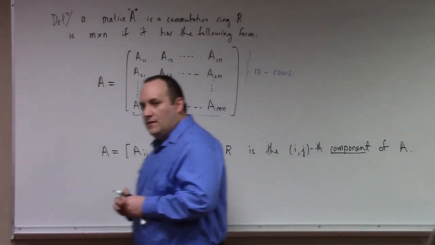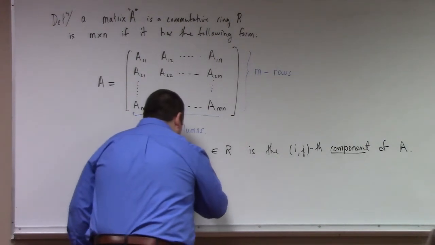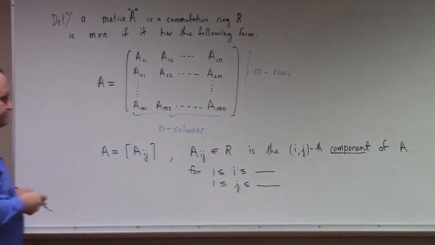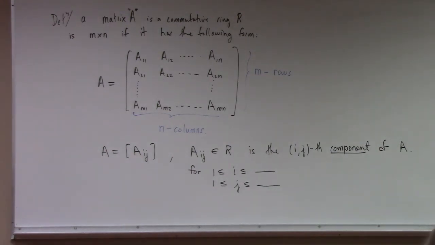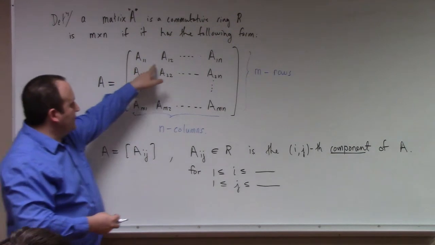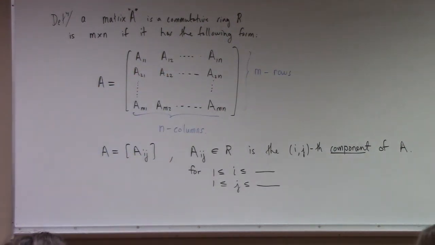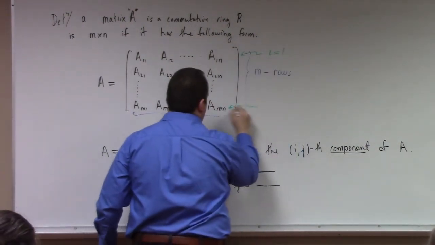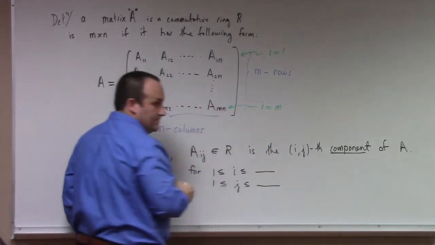All right? And that i, what? For what? 1 less than or equal to i, less than or equal to blank, and 1 less than or equal to j, less than or equal to blank. You fill in the blank for me. i is the so-called row index, right? See, because if you look at a particular row, it's got the same i across the whole thing, right? Like the first row has i equal to what? Yeah, i equal to 1, right? And this is i equal to m all the way across. Yeah. So m.